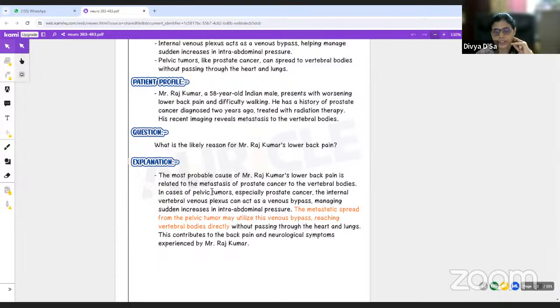So in case of pelvic tumors, especially prostate cancer, the internal vertebral venous plexus can act as a venous bypass. Basically the blood doesn't go to the heart. Instead, before that, it passes through these veins, the vertebral venous plexus, managing sudden increase in intra-abdominal pressure. So the metastasis from the pelvic tumor may use this venous bypass, reaching the vertebral bodies directly, without passing through the heart and lungs. So this is the reason for his lower back ache.